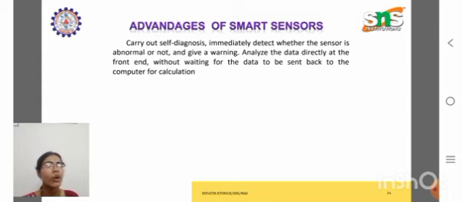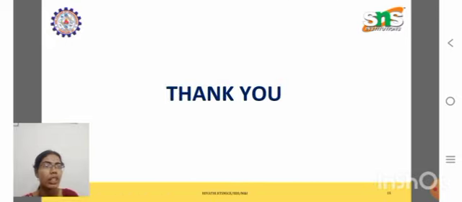Advantages: they carry out self-diagnosis, immediately detect whether the sensor is abnormal or not and give a warning, and analyze the data directly at the front end without waiting for the data to be sent back to the computer for calculation.